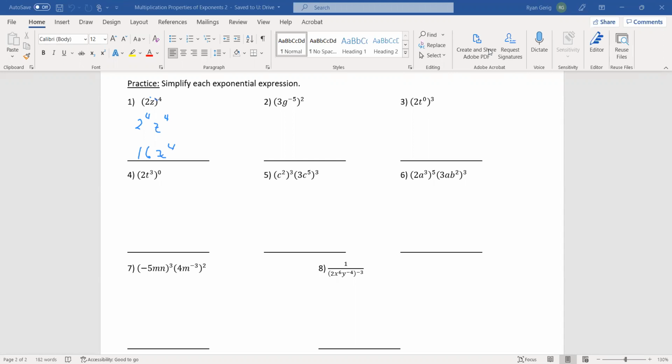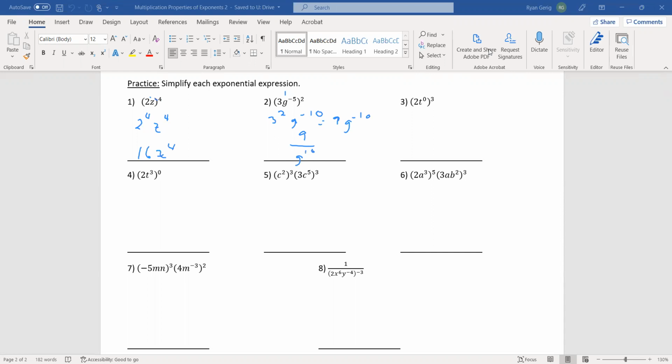3g to the negative fifth squared. Make sure each base has an exponent. And now all you're doing is you're multiplying each exponent by 2. So 1 times 2. And g to the negative fifth, negative 5 times 2 is negative 10. So that's 9g to the negative 10th. All right. G is not happy on the top, so it goes to the bottom. 9, just find where it's at. So it's 9 over g to the 10th.